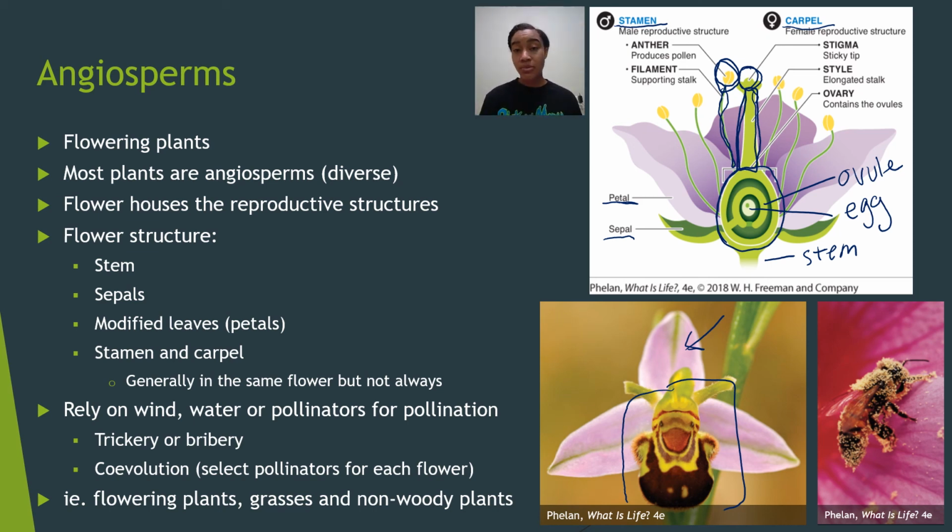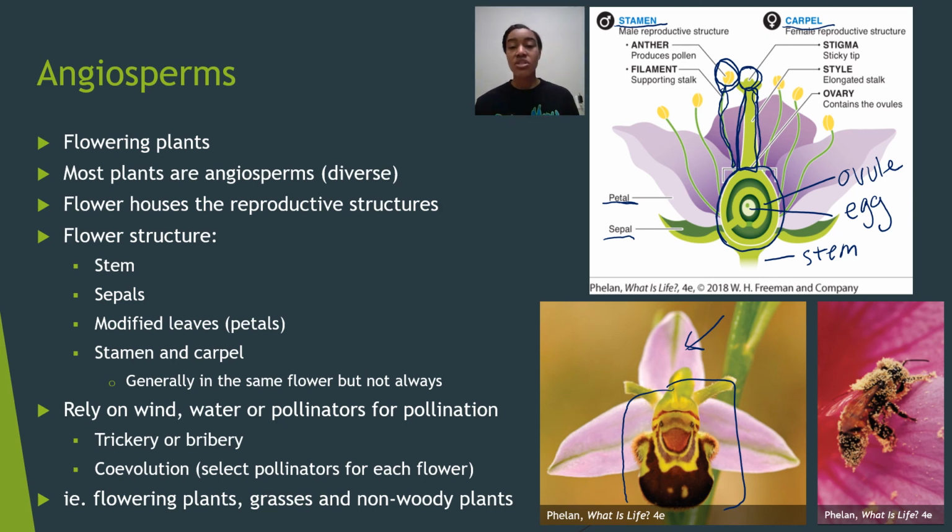They also can use bribery. So in bribery, a lot of plants will have sweet nectars or some type of sugary substance that will attract pollinators to it. And as a bee or an ant or something like that is drinking that nectar, it will pick up pollen grains onto that organism, and then when it flies somewhere else to get nectar, the pollen will be deposited on the stigma of another plant. So they can use wind, but they can also use pollinators. They can also use water as a method of reproduction.